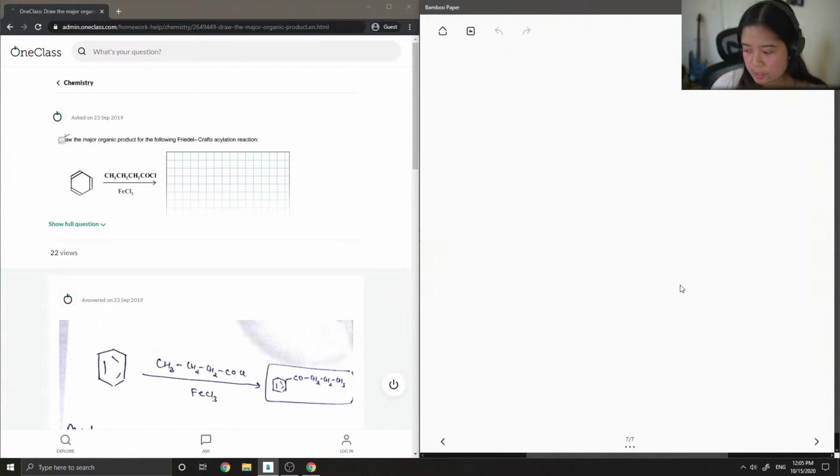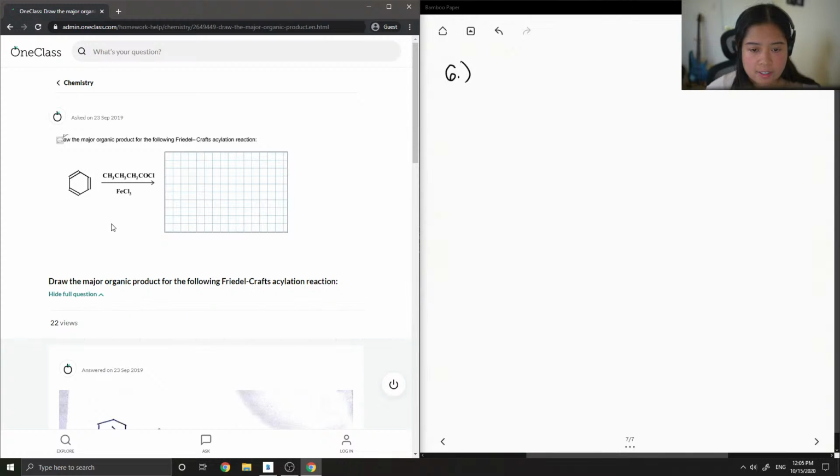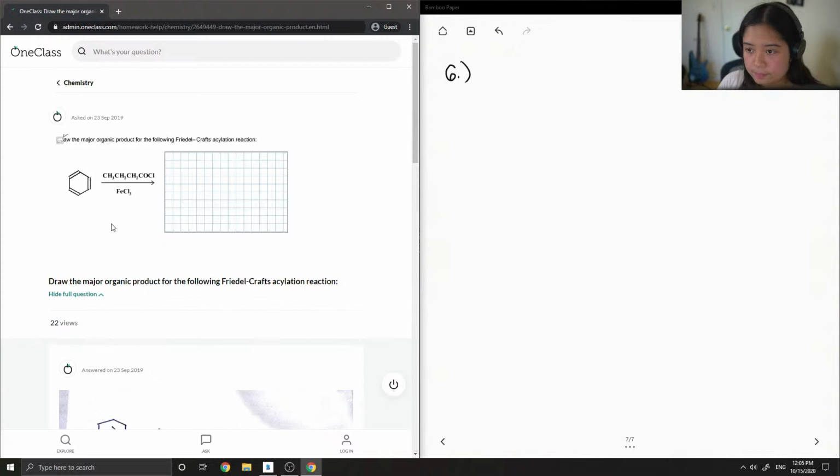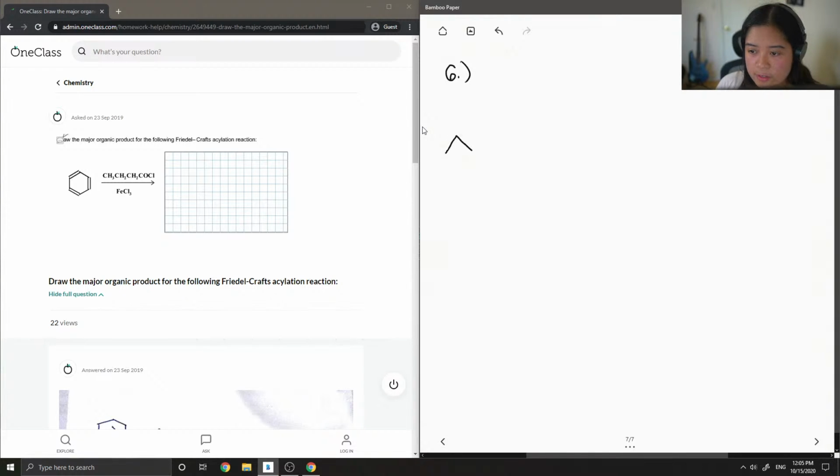Okay, so this is question number 6. Draw the major organic product for the following Friedel-Crafts acetylation reaction. So with Friedel-Crafts, you start off with this benzene ring. Then we have this long carbon group.